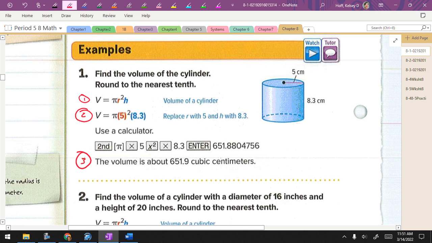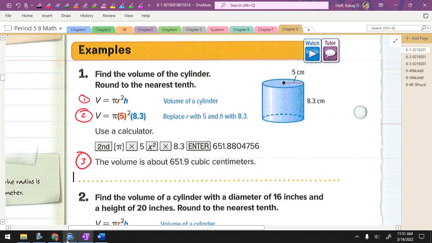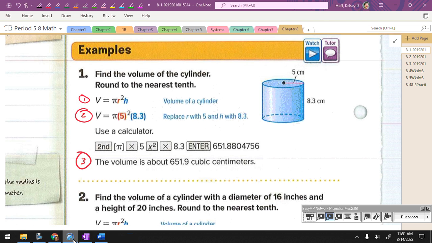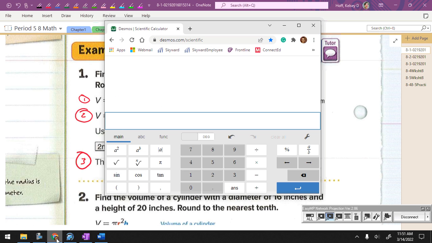Now, go to your calculator. How do I type this in? Okay? Because pi is irrational and it's a long, crazy decimal, I want to type pi in last. So the other part of our formula is radius squared and then times height. What was our radius on number 1? 5. So we're going to type a 5 and then hit that squared button in the upper left corner and then make sure you hit enter. You should say 25, yes?